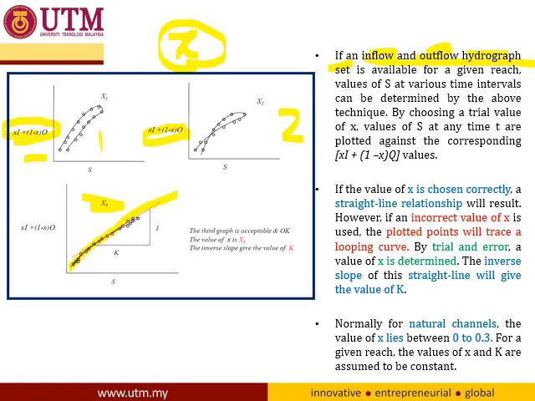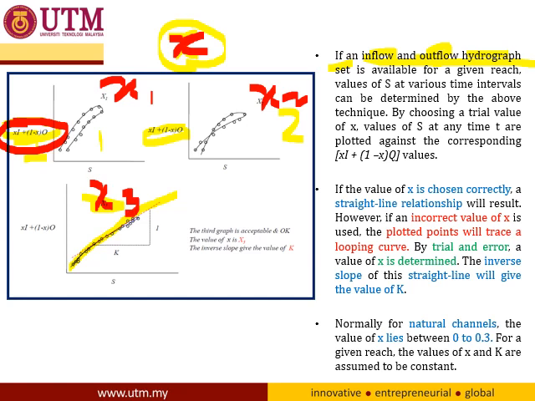There is no formula to estimate outflow. We directly use this formula. There is a formula which directly relates I and O by this X. So values of S at various time intervals can be determined by the above technique, by choosing a trial value of X. This is X1, this is X2, so we do trial and error, and X3.